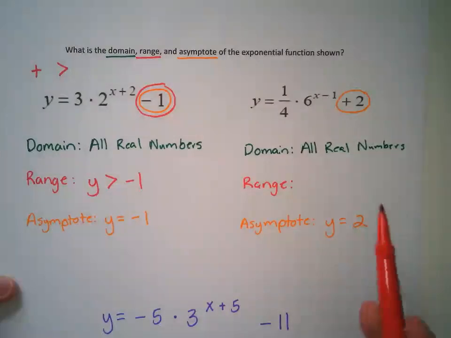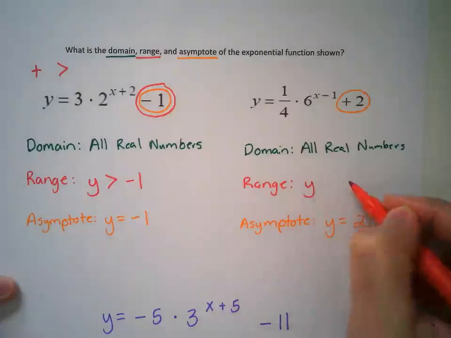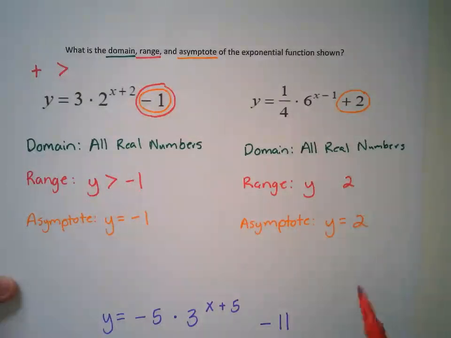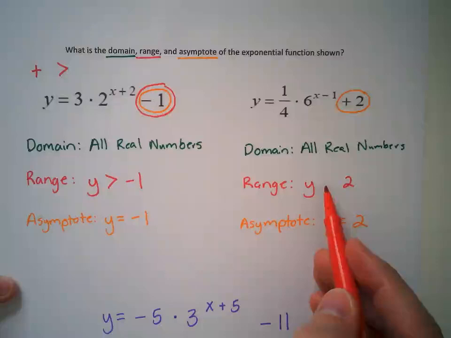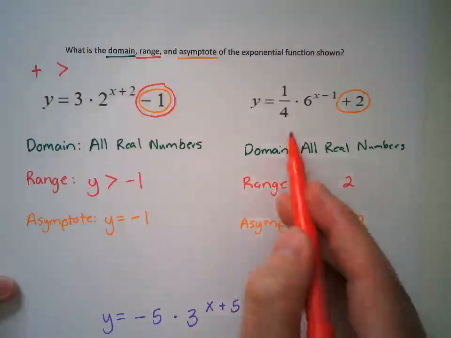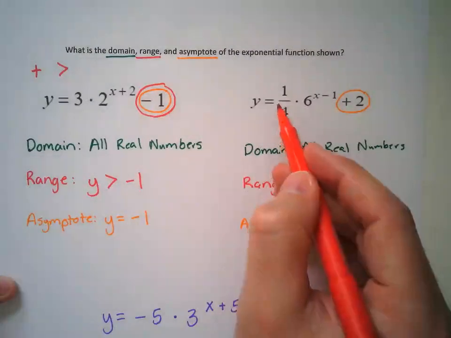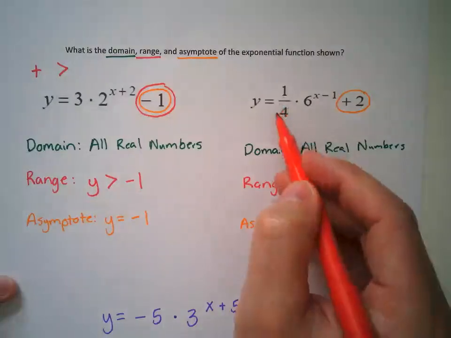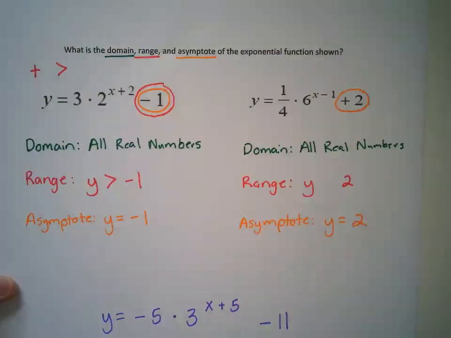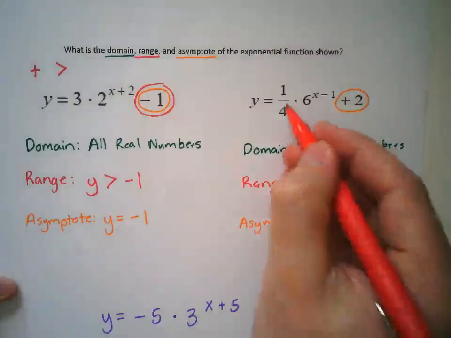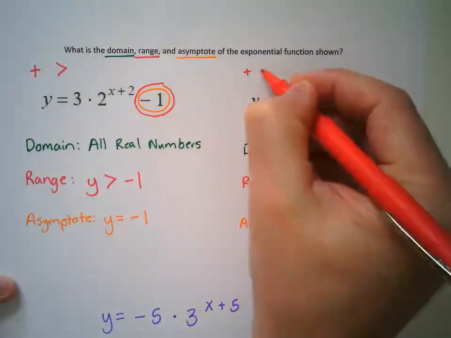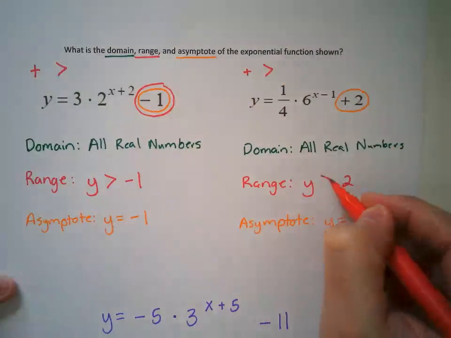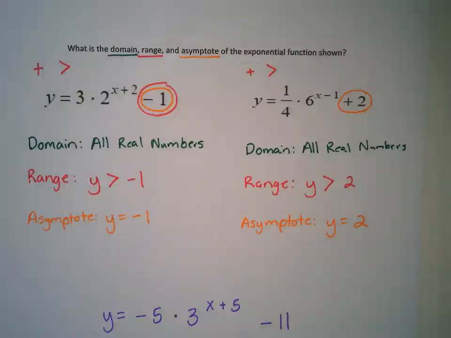And then the range is also going to be y, and then I'll put 2 right there. We've got to figure out, is that going to be greater than or less than? Remember, we look at the number in the very front here. Is that 1/4 a positive or negative? And 1/4 is a positive, so it's going to be greater than.